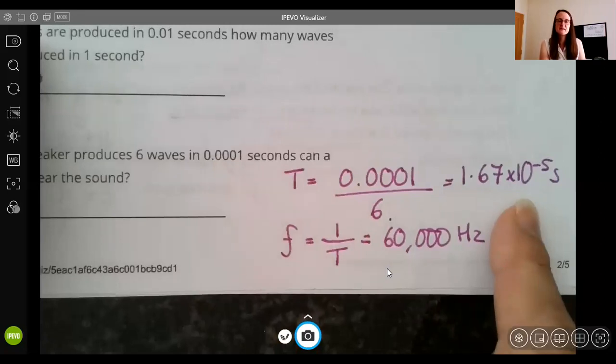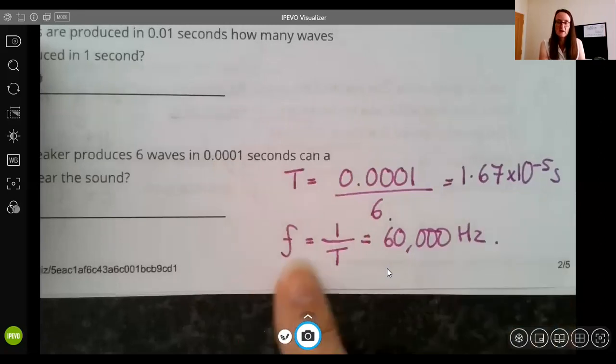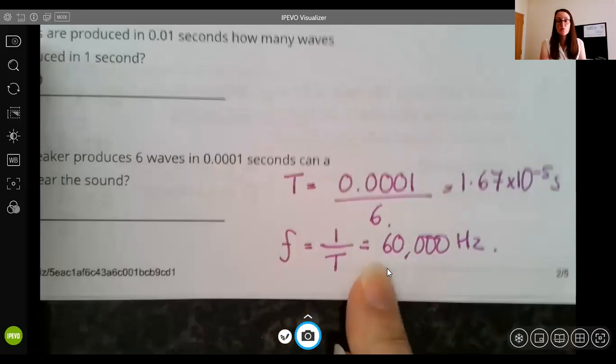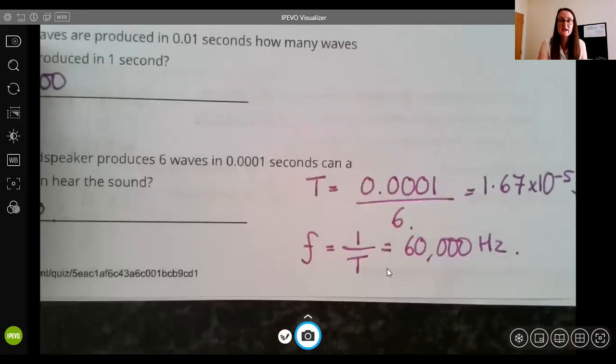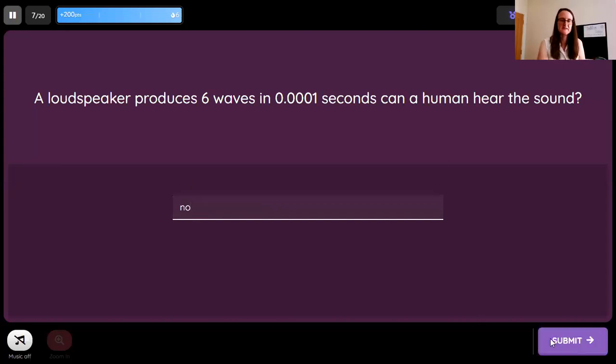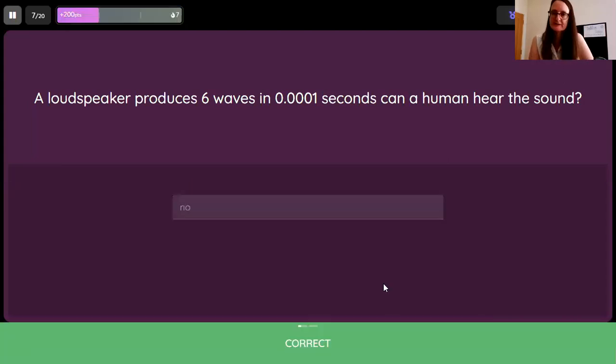But our frequency is defined as 1 divided by the time period. And if we put that into our calculator, we find we end up with 60,000 hertz. So no, we cannot hear the sound, and therefore it is in the ultrasound region. So we're going to type our answer in, no, and submit it. Oh, good, got it right.